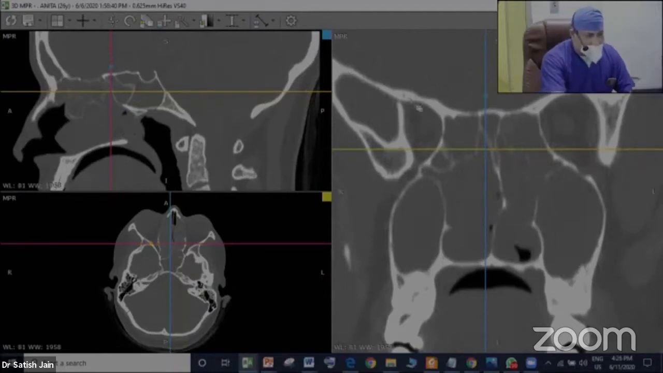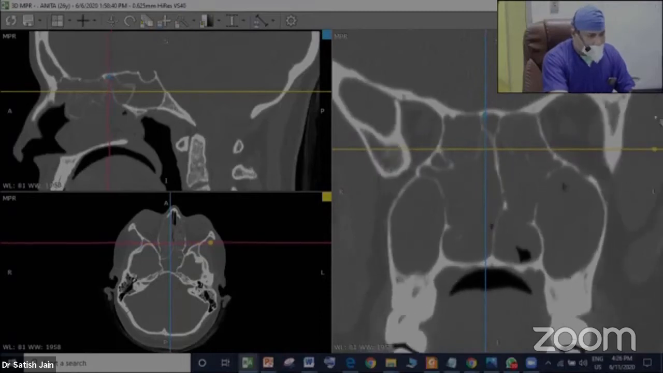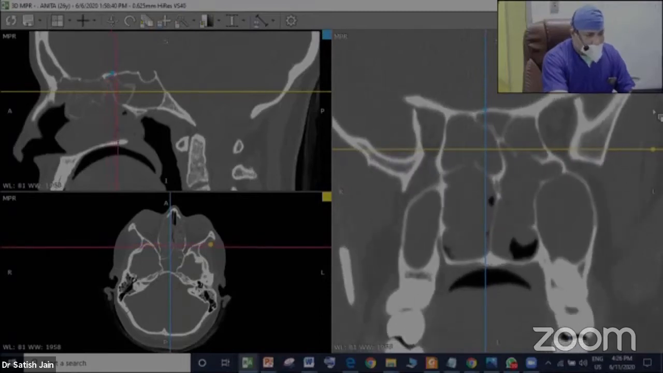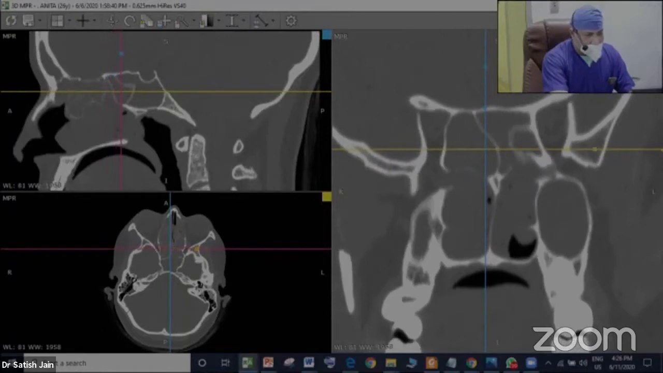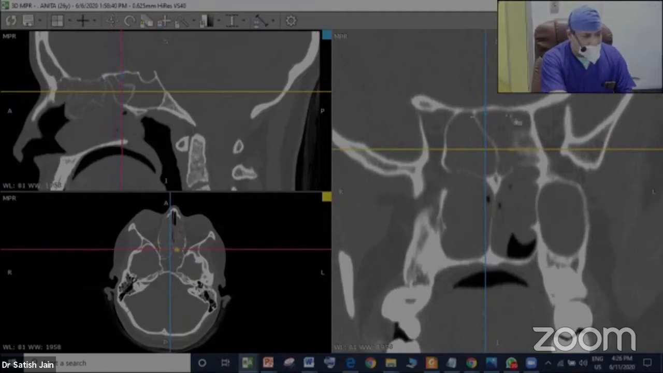See the entire roof. This is posterior ethmoid and formed by the frontal bone from pterion to pterion. Entire frontal bone. Now as I go behind, see now the frontal bone disappeared. Frontal bone disappeared. What is this bone? The lesser wing of sphenoid. And that's how this is the beginning of the sphenoid sinus.